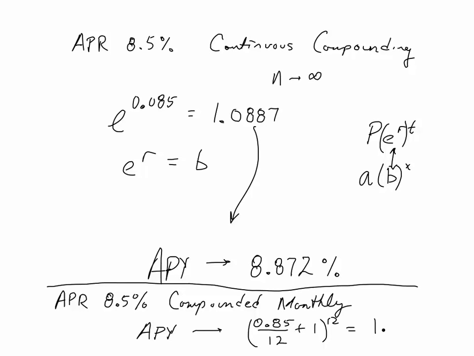The percentage is 8.84. Okay, so the APY is 8.84%. Better than the APR, of course, but not as good as continuous. If it's an investment, that's better.